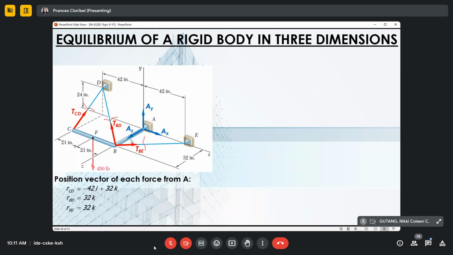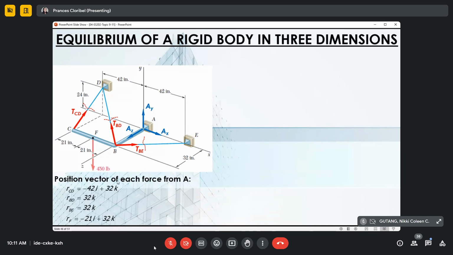Next, for your tension BE, from A to B. Only that, so 32 k. Okay? And then, for our 450 pound force, that is from point A, positive 32, negative 21. Okay? Do not forget to place the i, j, or k on the proper parallel axes.